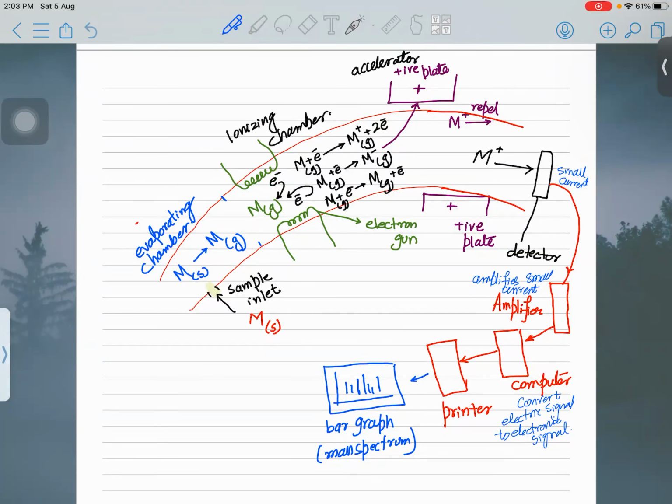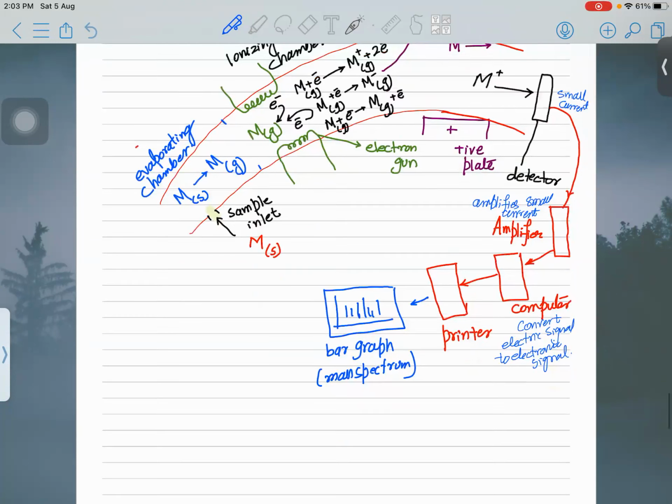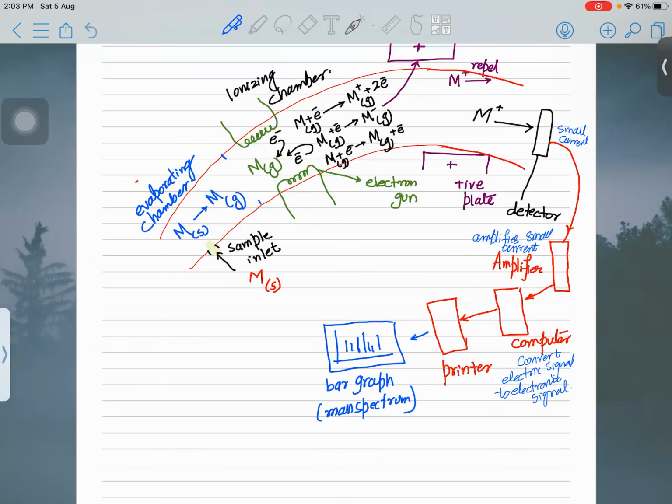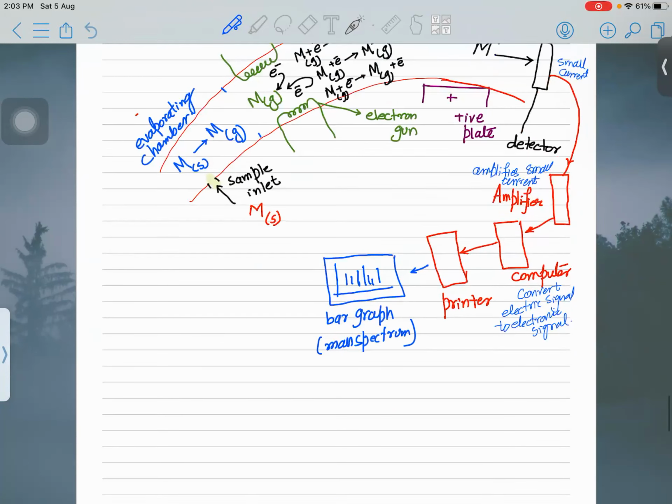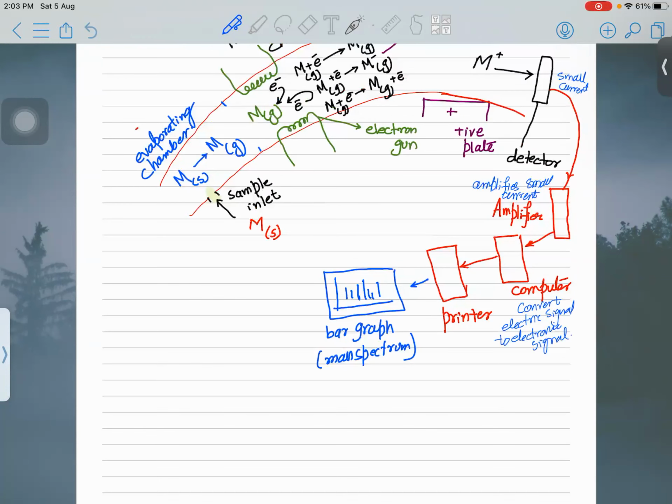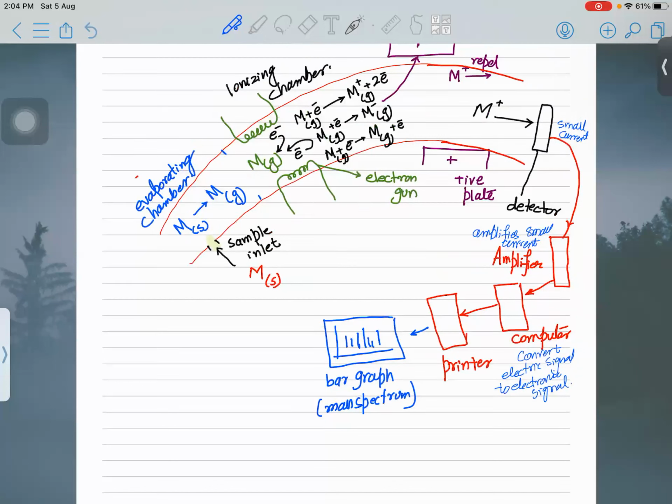This is the bar graph. Do you have any question regarding the mass spectrum? Yes, I have one main question. You know how there are three possibilities when electrons are bombarded on the atom in its gaseous state? Do all three possibilities coexist, or does only one of the three happen?